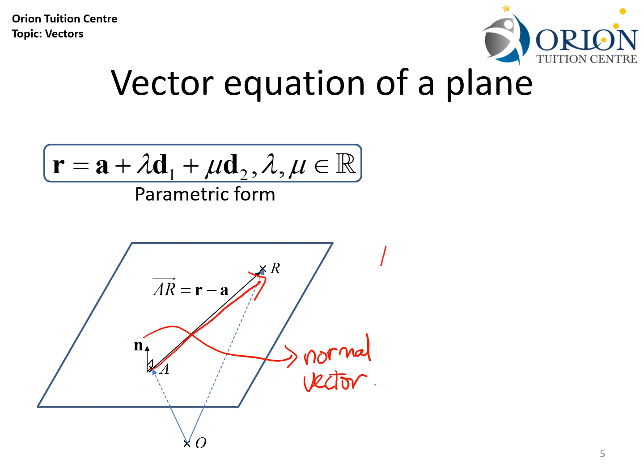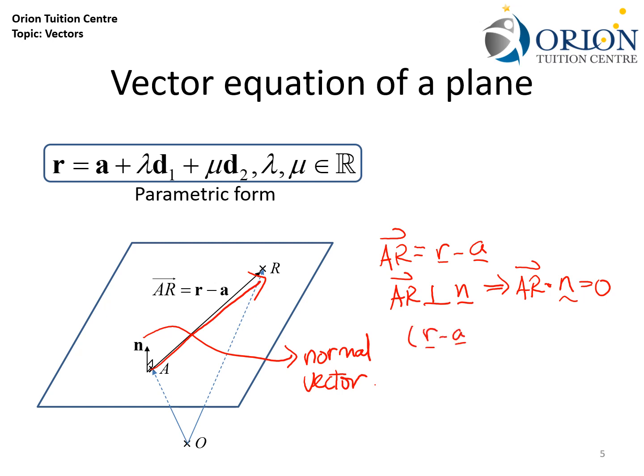So I can say that vector AR must be equal to R minus A. And I know that since vector AR lies on the plane, it must be perpendicular to the normal vector. So AR is perpendicular to the normal vector, and this means that AR dot N must be equal to 0. And therefore, we have (R minus A) dot N equals 0.